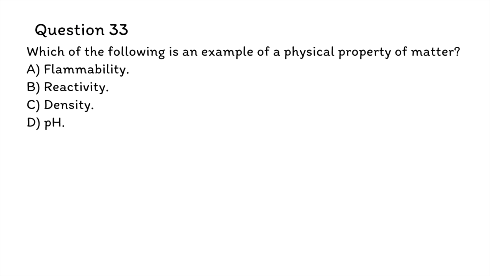Question 33. Which of the following is an example of a physical property of matter? A. Flammability. B. Reactivity. C. Density. D. pH. The correct answer is C. Density. Physical properties of matter are characteristics that can be observed or measured without changing the composition of the substance. Examples of physical properties include density, color, texture, and melting point. Flammability, reactivity, and pH are examples of chemical properties, which describe how a substance interacts with other substances to form new substances.